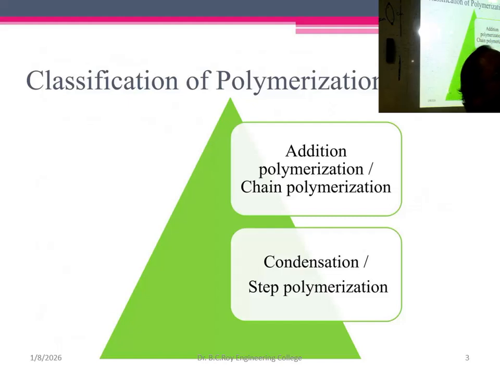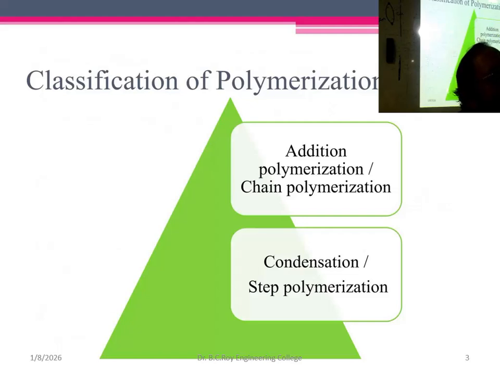At the end, how will the termination take place? You can have one chain and it can join with another chain. Both have the radical ending, the dot at the end. So these two chains can join together directly. This is one chain having a radical ending, and this is another chain having a radical ending. They just join together. That is one possibility of termination.